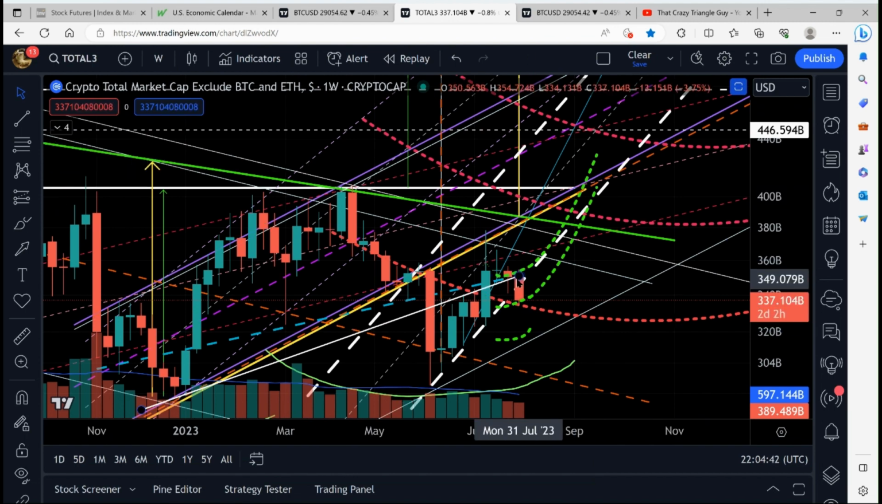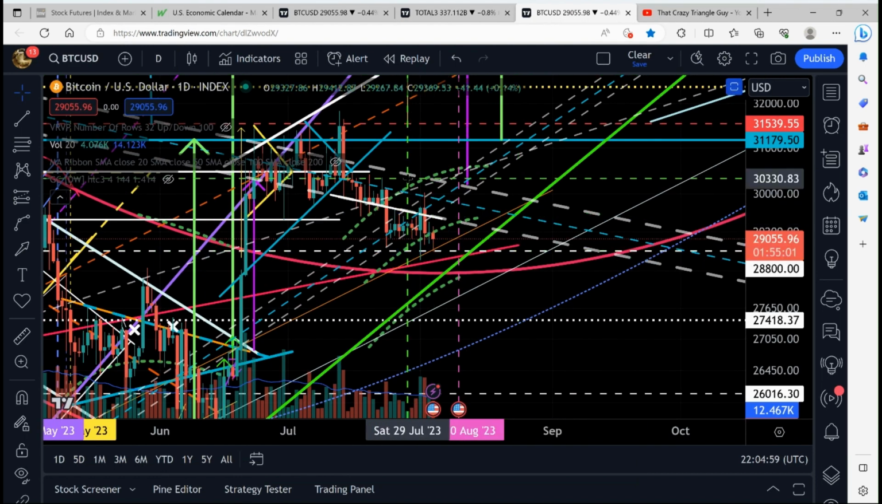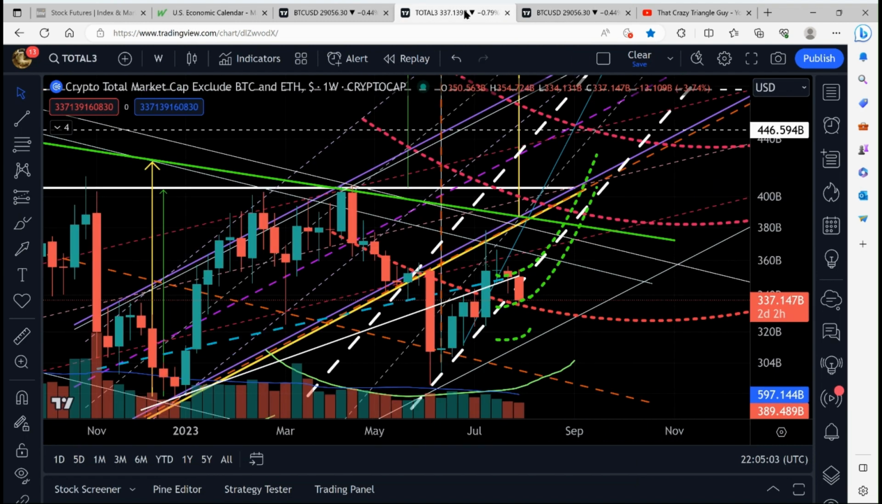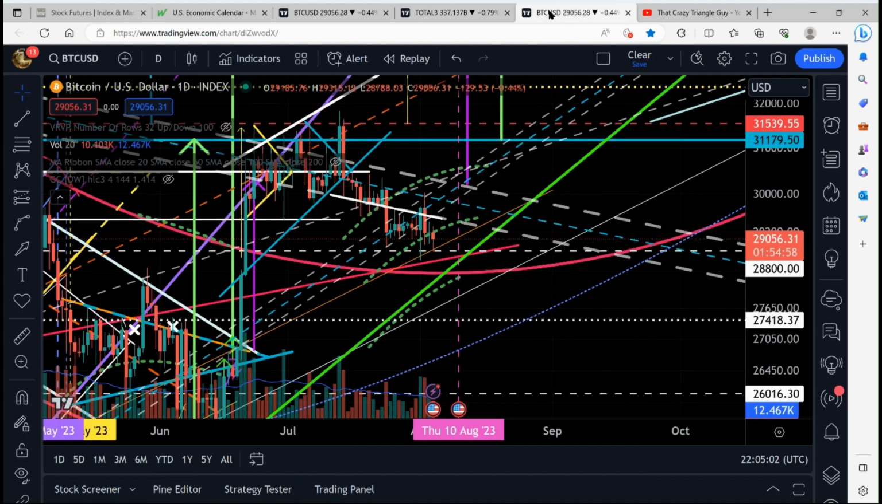What's happening is we're trading between the mean band and the top of the daily Gaussian channel in the crypto market cap. We're also doing so in Bitcoin on the daily. We're between the top and the mean band on Bitcoin as well.